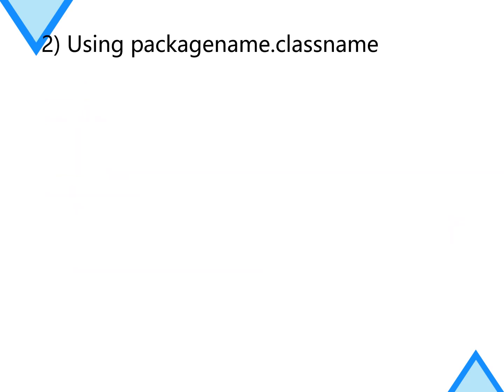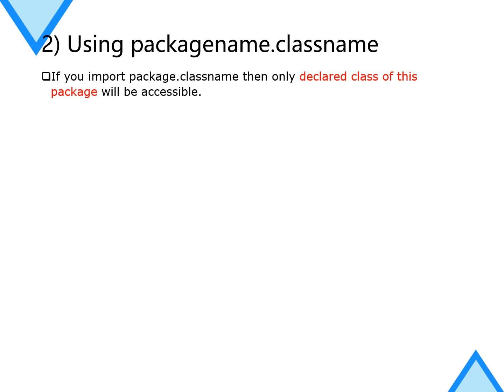The second method is that you use the package name, then the dot operator, and then the class name. Through this method you will only be able to access the declared class of this package.